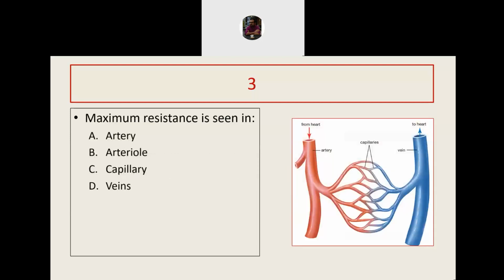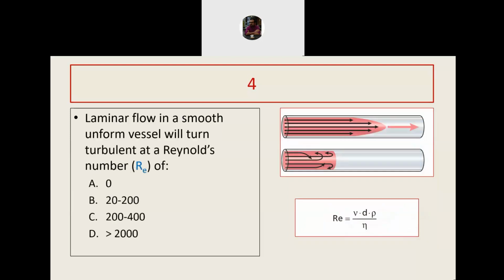Third question. Where do we see the maximum resistance? The answer is B, arterial. What is the critical value of the Reynolds number we are talking about? Wonderful. The answer is D, more than 2000.